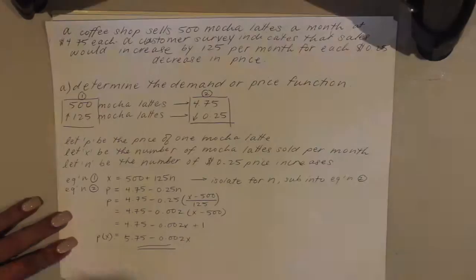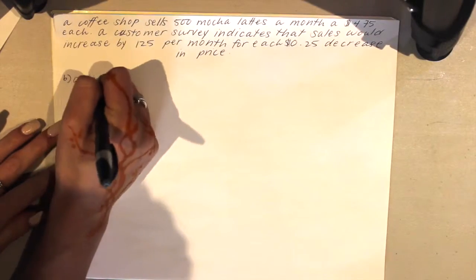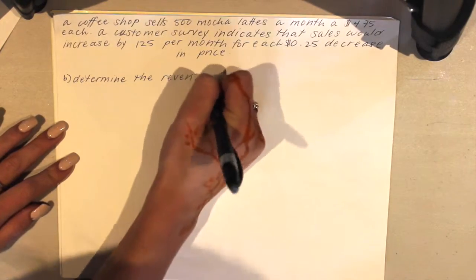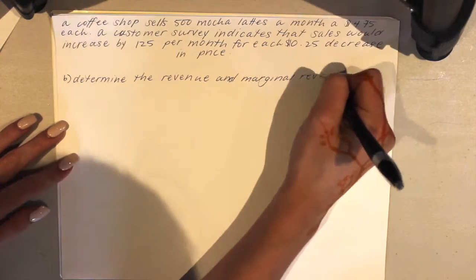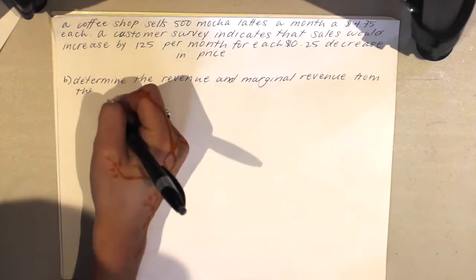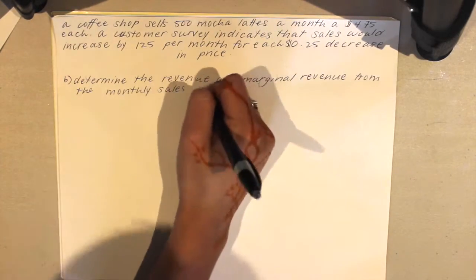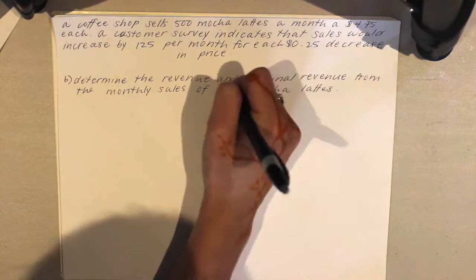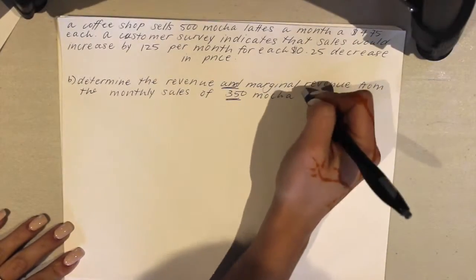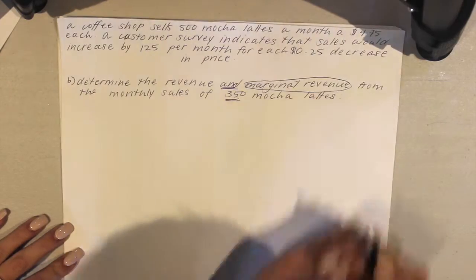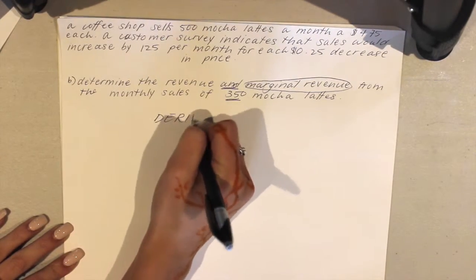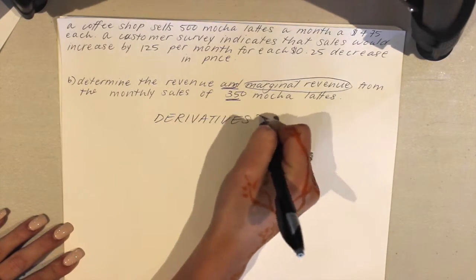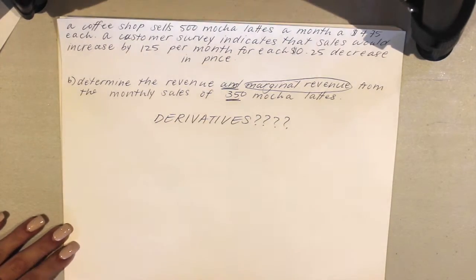Moving on to part B, we need to determine the revenue and marginal revenue. This uses derivatives, for 350 mocha lattes from monthly sales. As mentioned previously, this question involves marginal revenue, which means that we need to use derivatives. Okay, and if you don't know how to do it, no problem, I'm going to explain now.